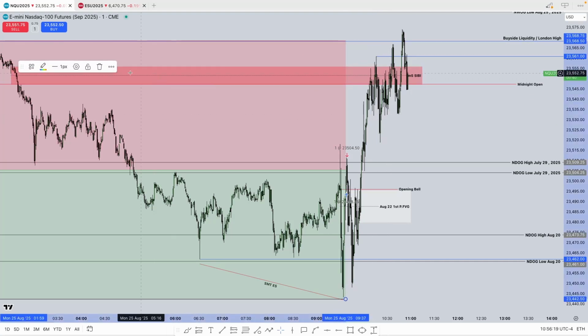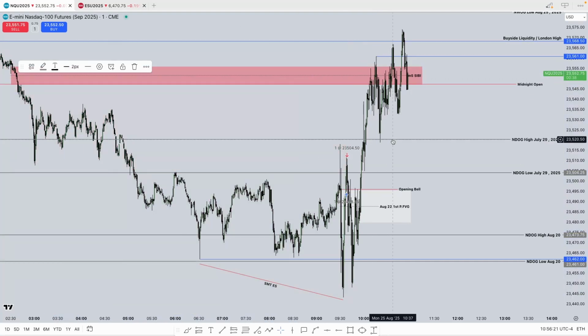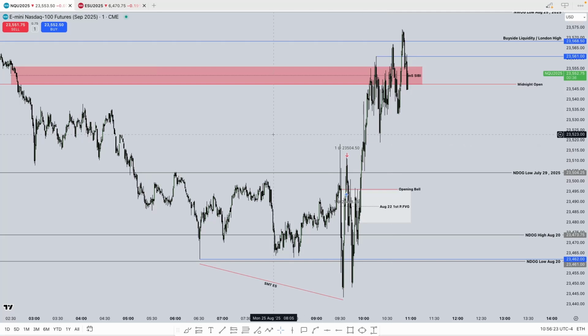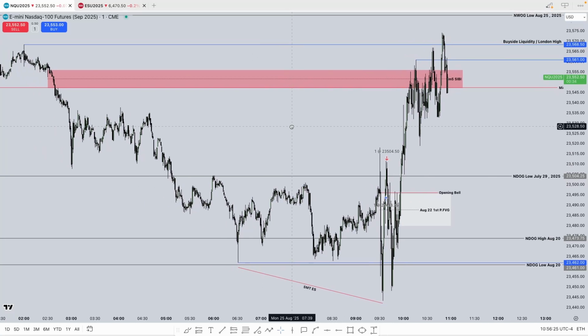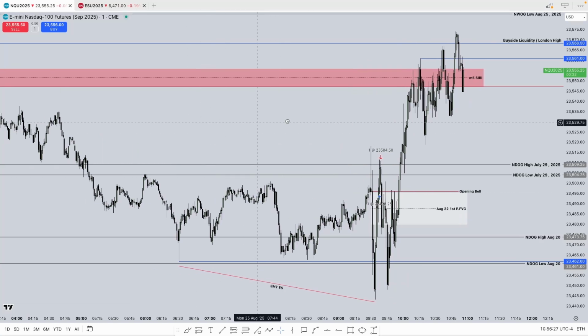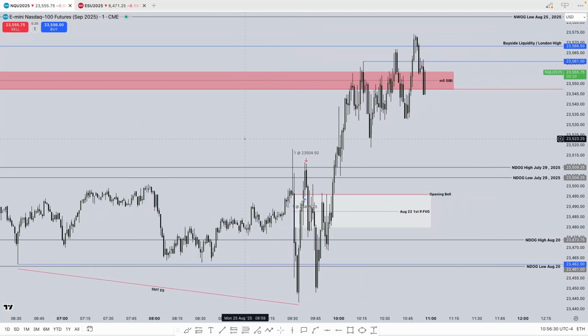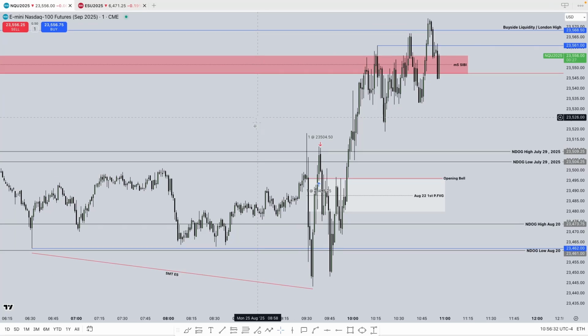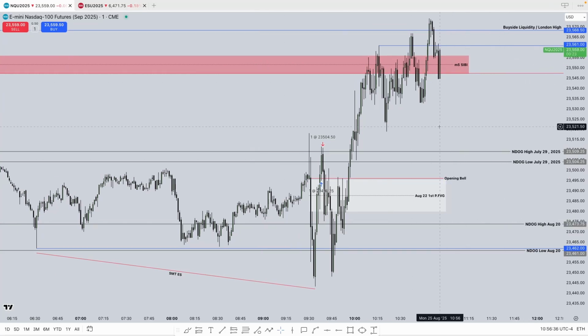So price wasn't really too good, and I'm glad I wasn't able to participate in such conditions. So it is important to notice what you have. But overall, I'm glad price reached our liquidity, and it's just another day.